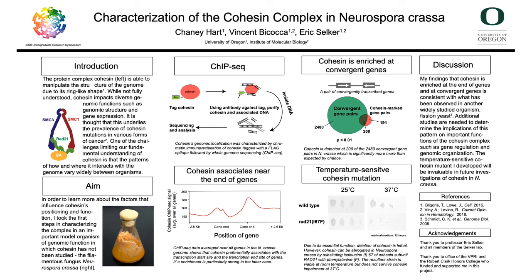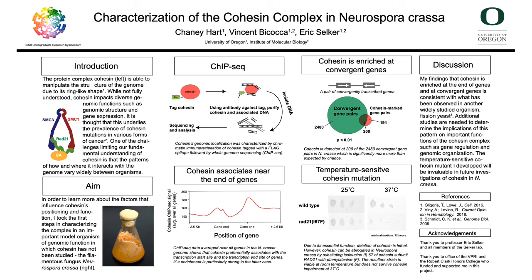And a way of looking at this is looking at where in the genome cohesin associates with. This has been done in the past, but there has been an inconsistency in which parts of the genome cohesin interacts with between different model organisms. It's important to understand why this is the case in order to determine how cohesin functions.